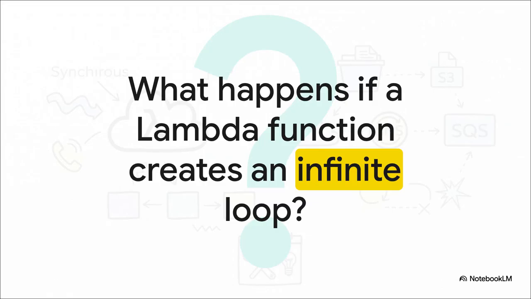Ah yes, the classic serverless nightmare scenario. An S3 upload triggers your function. Your function processes that file and helpfully writes the output right back into the same S3 bucket, which, of course, triggers the function again and again and again, forever. How does AWS stop you from getting a $1 million bill?